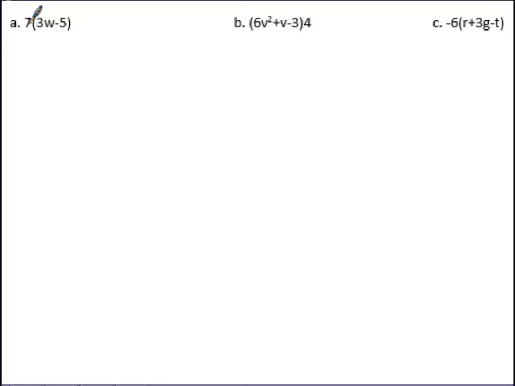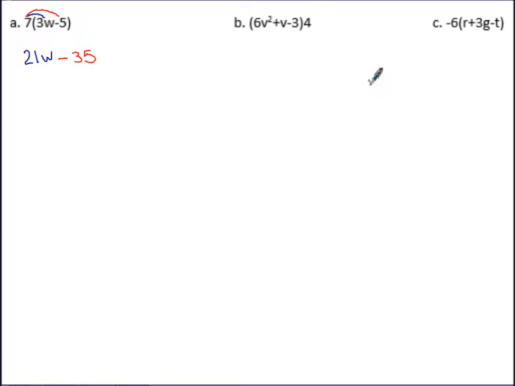So how it works is we're just going to take what's outside and we're going to multiply it by everything that is inside, okay? Not just the first thing, but every single thing. So I'm going to multiply 7 times 3w, and I'm going to multiply 7 by -5. Okay, so 7 times 3w, well, 7 times 3 is 21, so that would be 21w. And then I have 7 times -5. Whatever this sign is, I'm just going to take it with me when I multiply by the second thing. So 7 times -5 would be -35. Alright, and then that would be it. That would be my final answer.